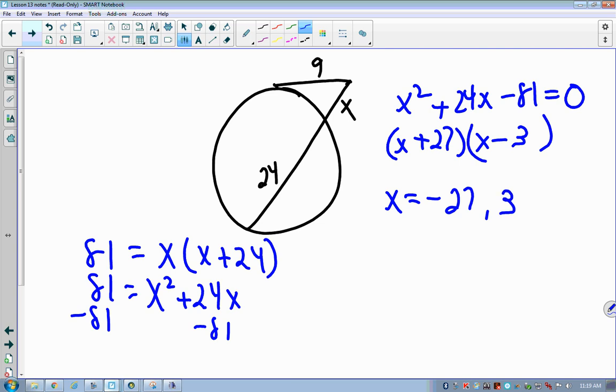Positive 3. Could it be negative 27 though? Why not? Because it's a distance, so it has to be 3. Okay, that's it. We've covered, I think we only skipped one question, but it was one I think that you guys could have done. So we're going to stop right there.